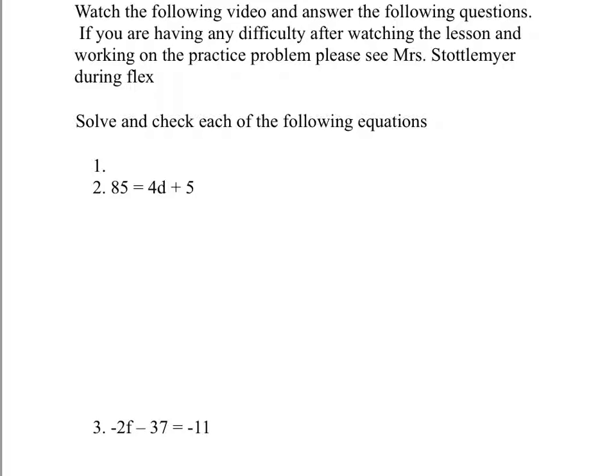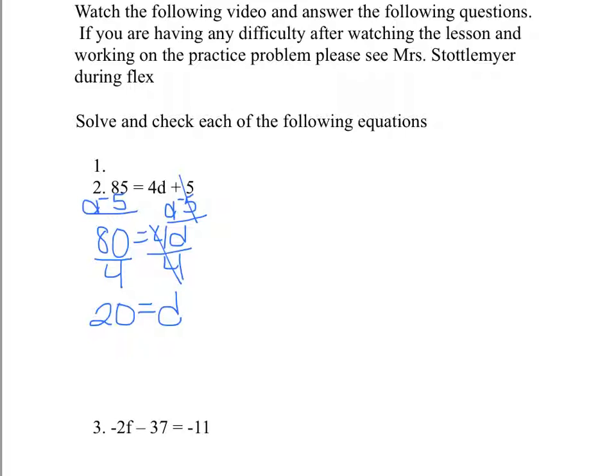So the 85 equals 4d plus 5. Remember, the goal is always to get that variable by itself. So I'm going to get rid of the piece without the variable first by adding negative 5 to each side. So 80 equals 4d, divide by 4 on each side. And that's going to give you 20 equaling d.